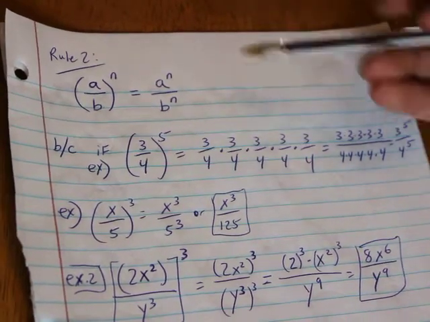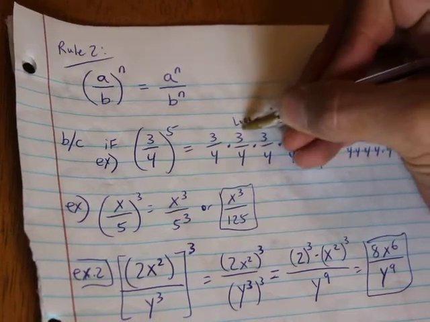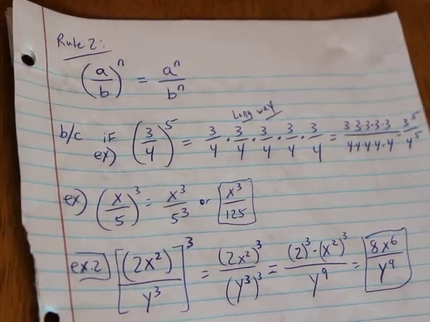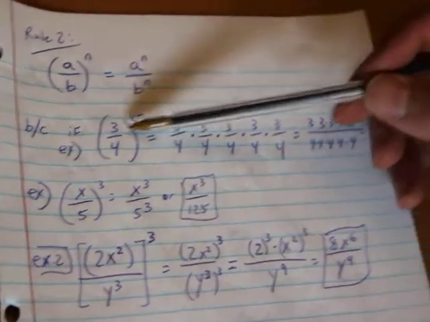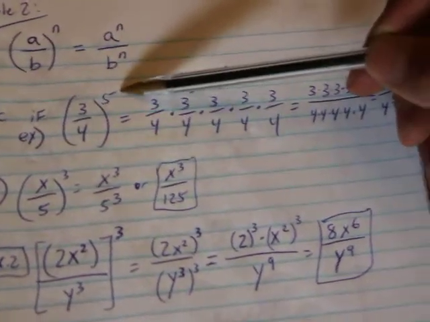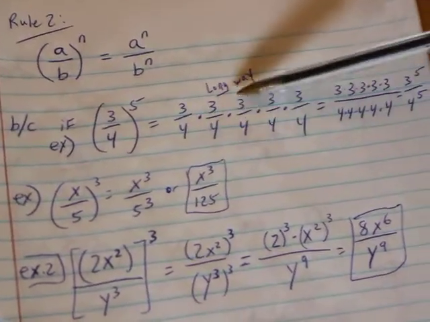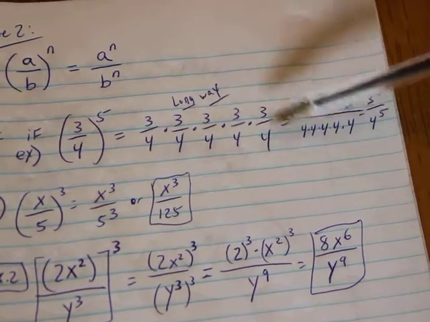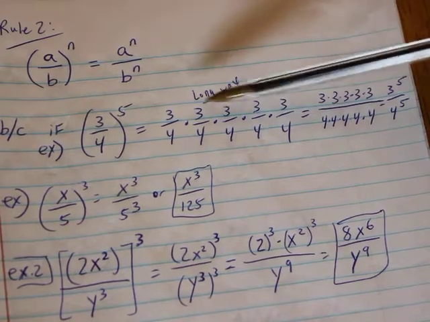Here's an example, and this is the long way of doing it, which I'm not going to accept because we're not doing it the long way. I'm just showing you the long way to show you why it works. So if I have 3/4 raised to the 5th power, that means 3/4 times itself 5 times. So 3/4 times 3/4 times 3/4, etc., 5 times.